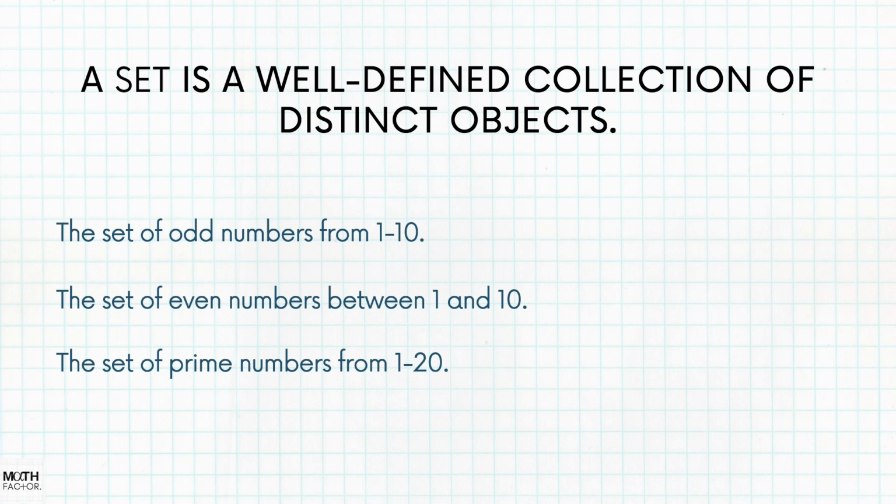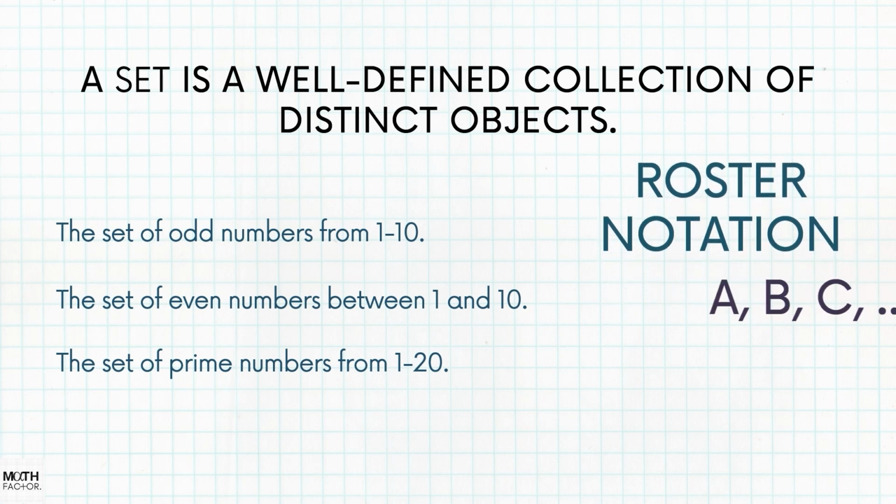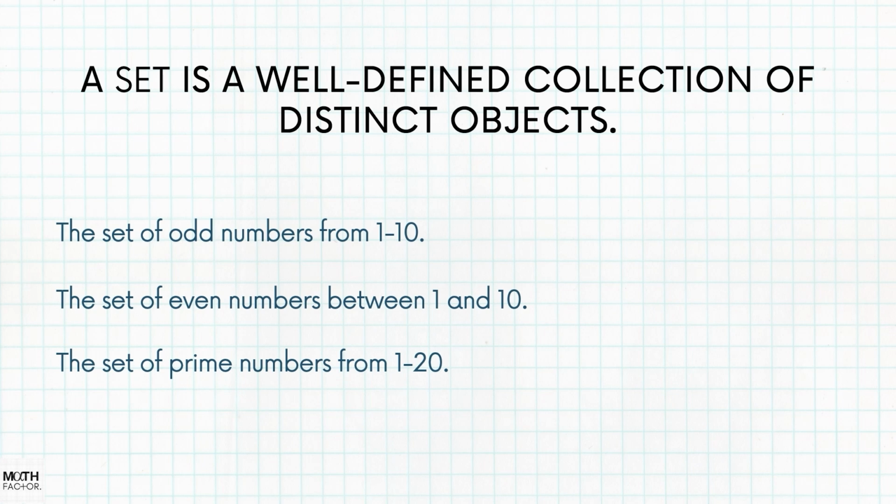We can write sets in different ways, but the most common is the roster notation. In this form, we will use a capital letter to name the set, followed by an equal sign. Then we will use braces and write all of the defined objects in it. Let us write the following examples in roster notation.